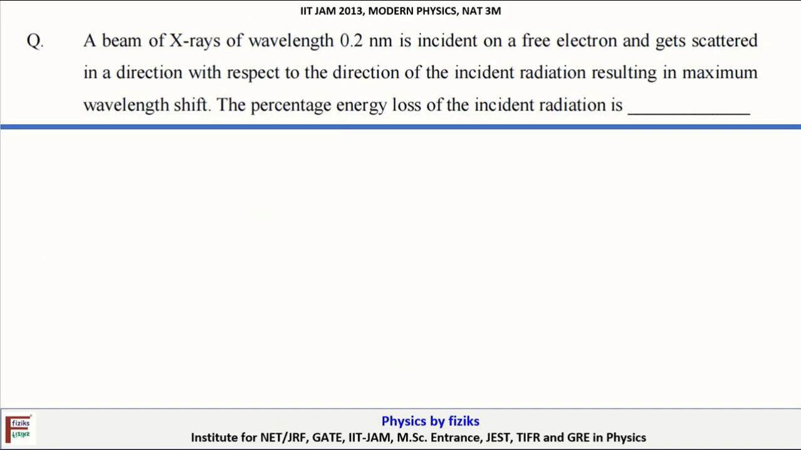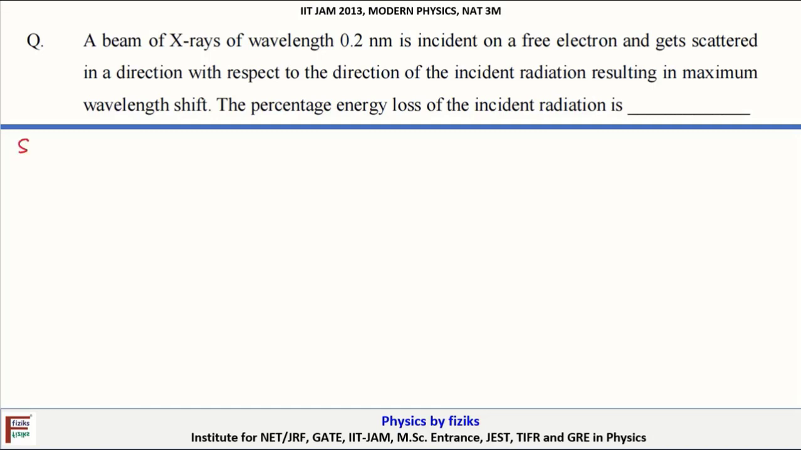A beam of X-ray wave of wavelength 0.02 nanometer is incident on a free electron and gets scattered in a direction with respect to the direction of the incident radiation, resulting in maximum wavelength shift. The percentage energy loss of the incident radiation is. We have to determine the percentage energy loss of the incident radiation.